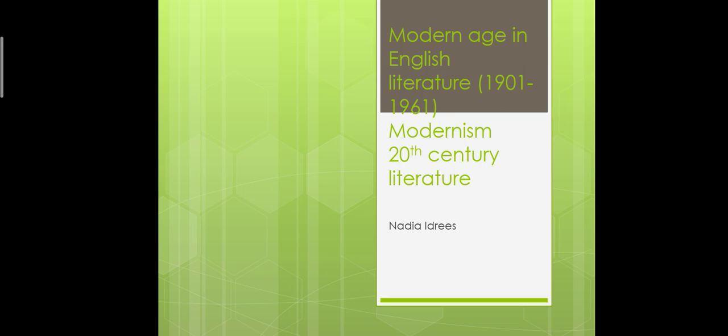Now we are going to do modern age in English literature, also known as modernism and also known as 20th century literature. As you know, 1901 can be fixed as the year of the end of Victorian age and the beginning of the modern age, for it is the year of Queen Victoria's death. So modern age remarkably starts with late 19th century and extends up to 1961.